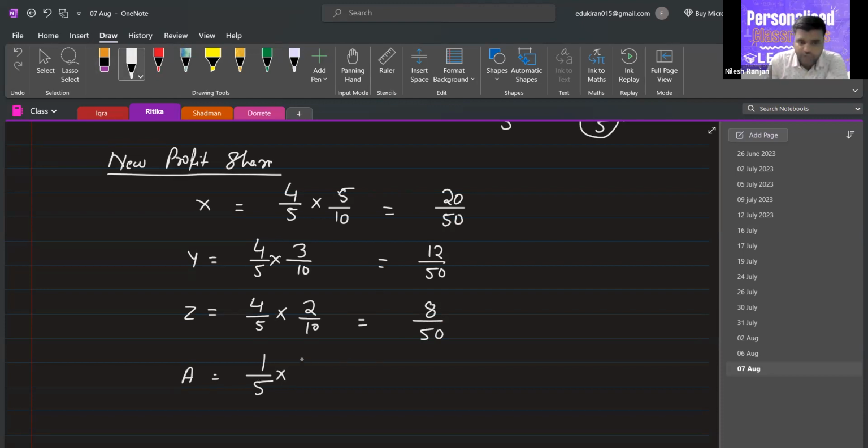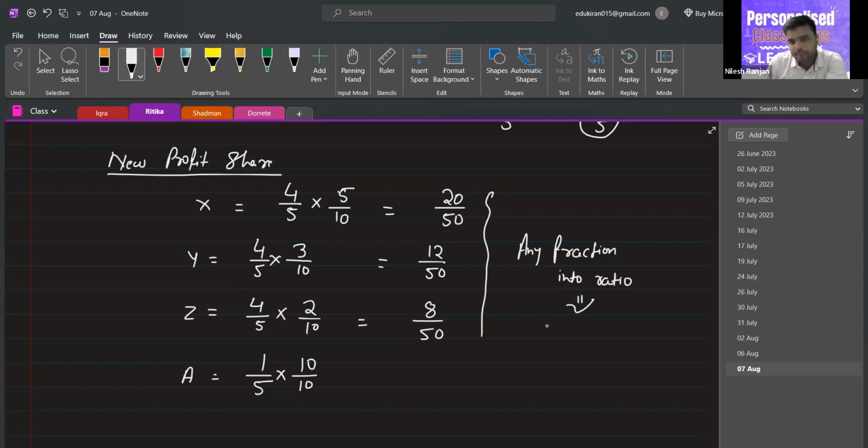So what we have to do, we have to multiply it with 10 so that the denominator becomes the same. We need the same denominator to convert these into a ratio. Is this clear? So why are we multiplying them with the total profit? Actually, if you want to convert any fraction into a ratio, then you have to make the denominator the same.